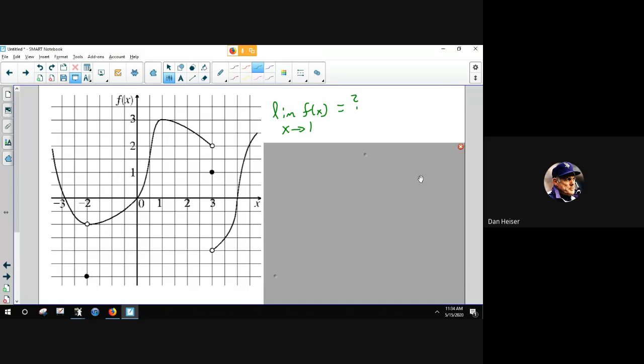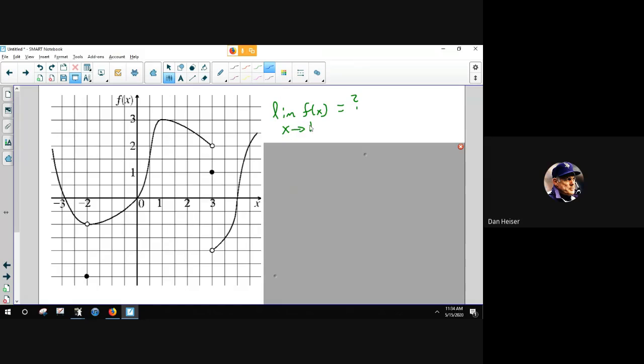Now for a little more complicated example. Limit of f of x as x approaches 1. Here's f of x, a piecewise function. Lots of pieces here. We don't care necessarily what the equations of those pieces are. We don't care. If we have the graph, we're good. So let's take a look at what we have.